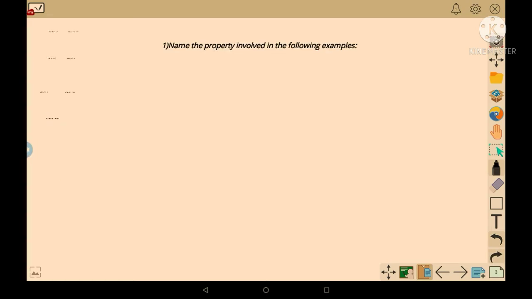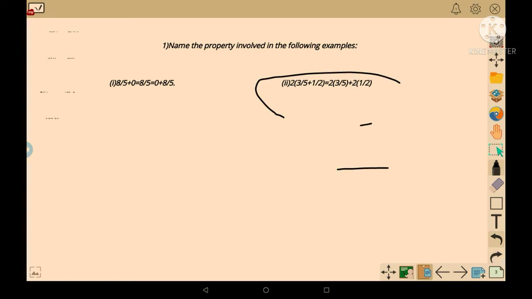Here the first bit is: name the property involved in the following examples, right? The first and second sums are shown on the screen. You can read and see them. As given in the textbook, we cannot write p by q like that, so we will write it like this. The by sign is like this on the computer. So do not confuse.